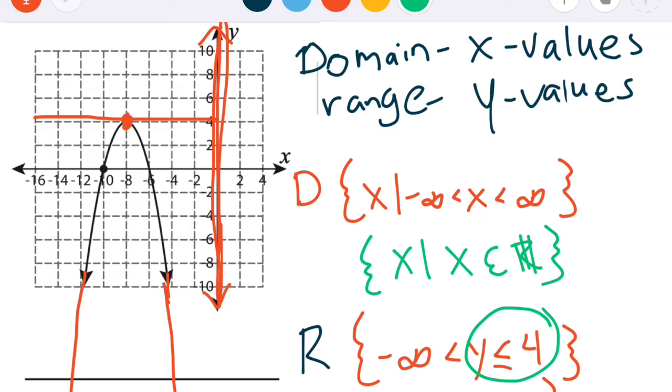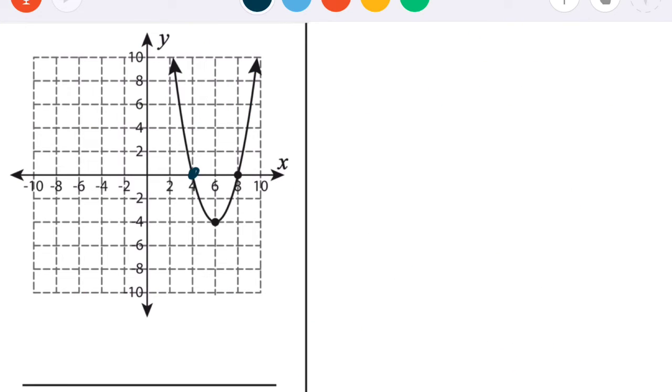Alright, we're going to go through this one a little bit more quickly. For the domain, remember this graph is going to go up forever, but it's also going to gradually get wider and wider.